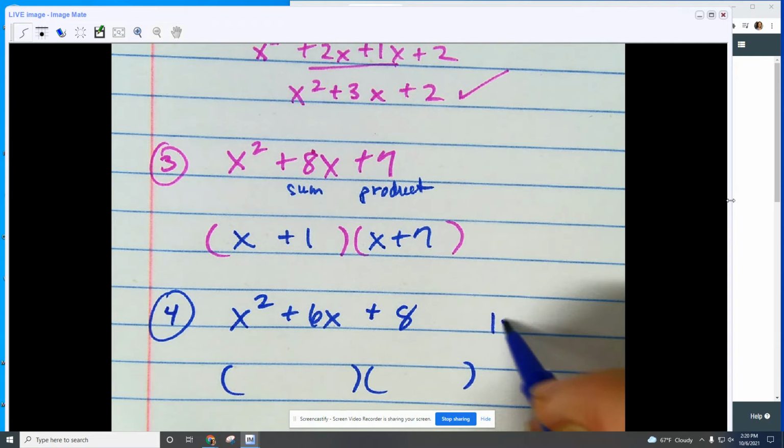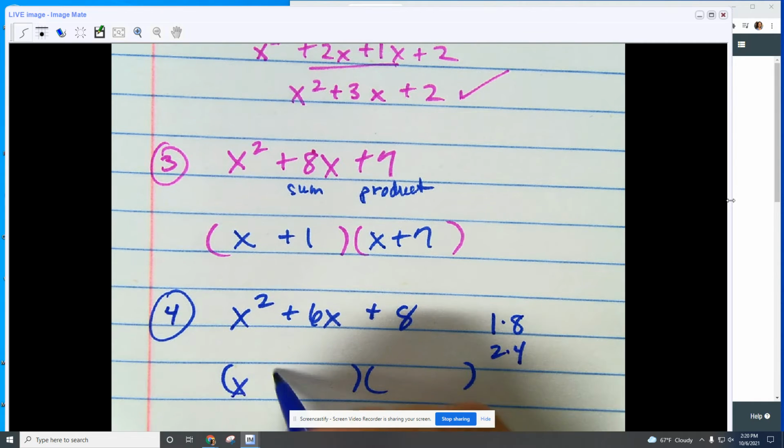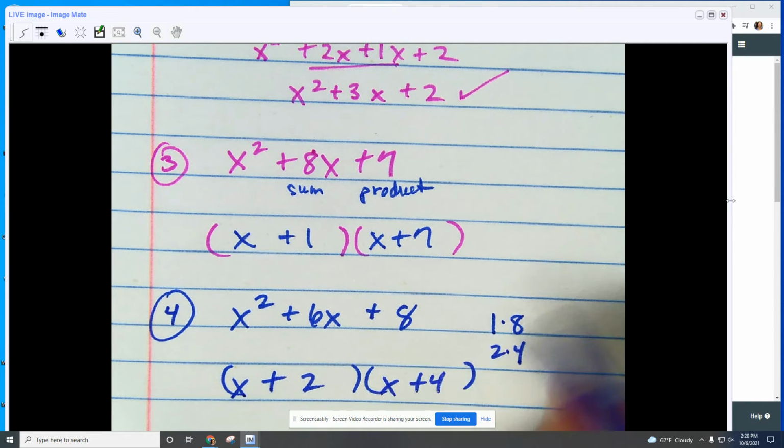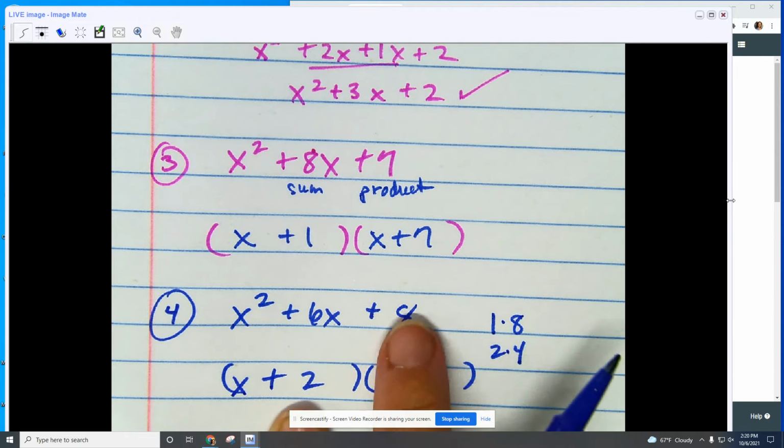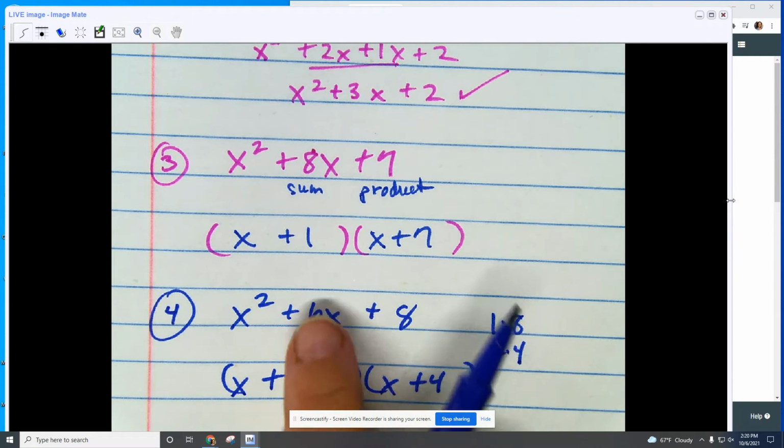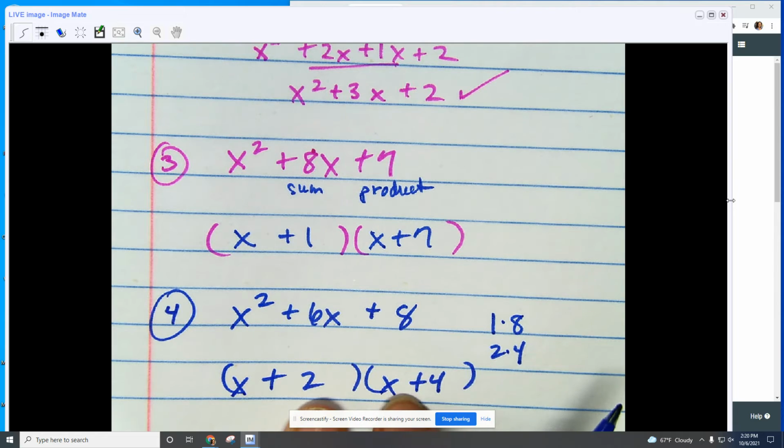Good. Now, if some of you were thinking 1 times 8, list that out. That's a valid option. Let's see if it works. But he went with the 2, 4 combo. Let's see if it's the correct factors. So check it out, David. 2 times 4 is 8. Does mine give me the correct sum? 2 plus 4 is 6 for the middle. Do you see it there?